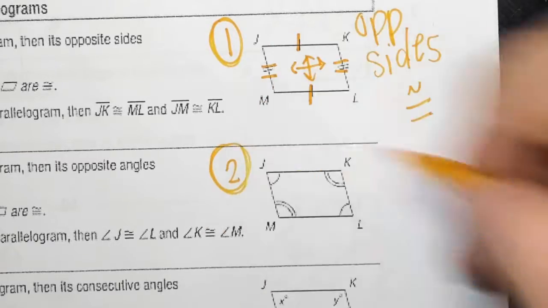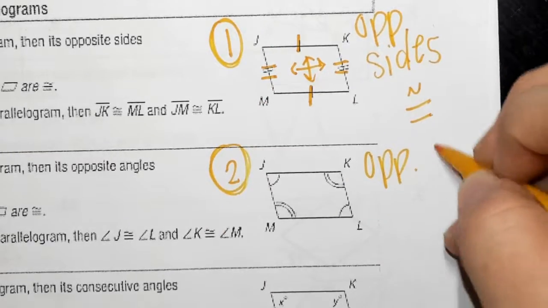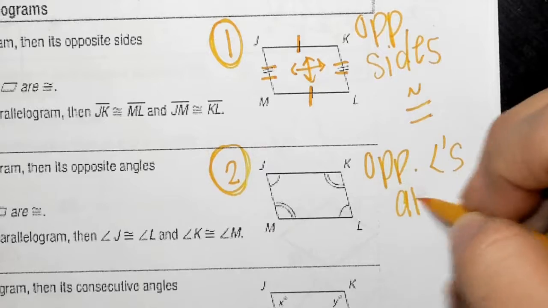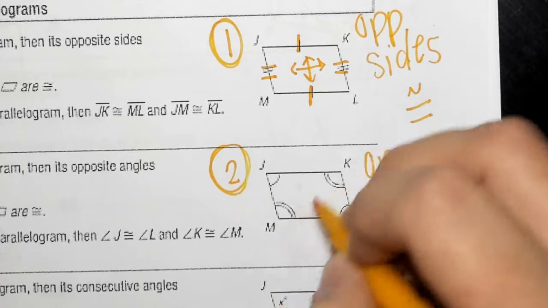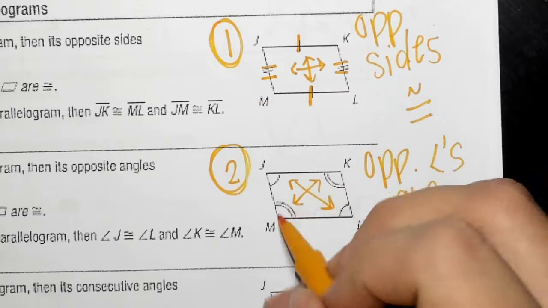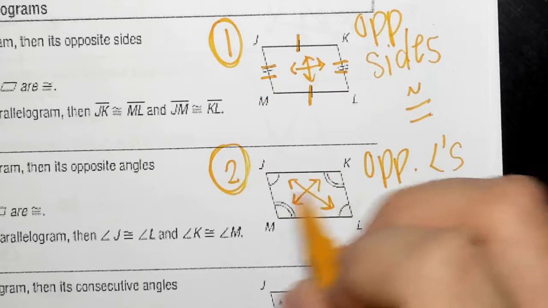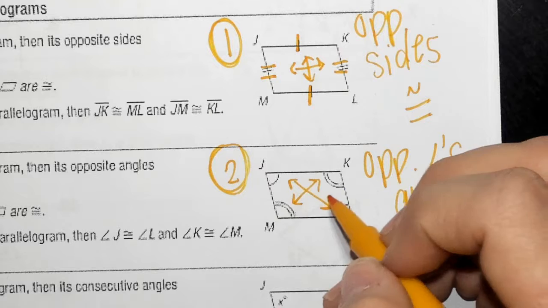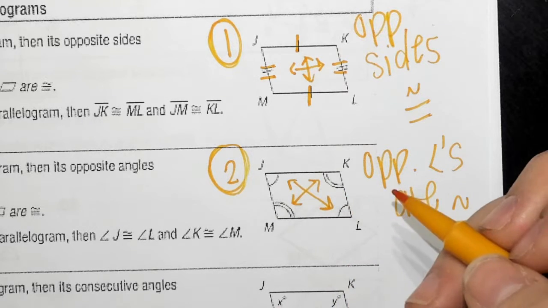Second property, opposite angles are congruent. So like sideways, diagonal-wise. So whatever J is, so is L. Whatever K is, so is M. Opposite angles.